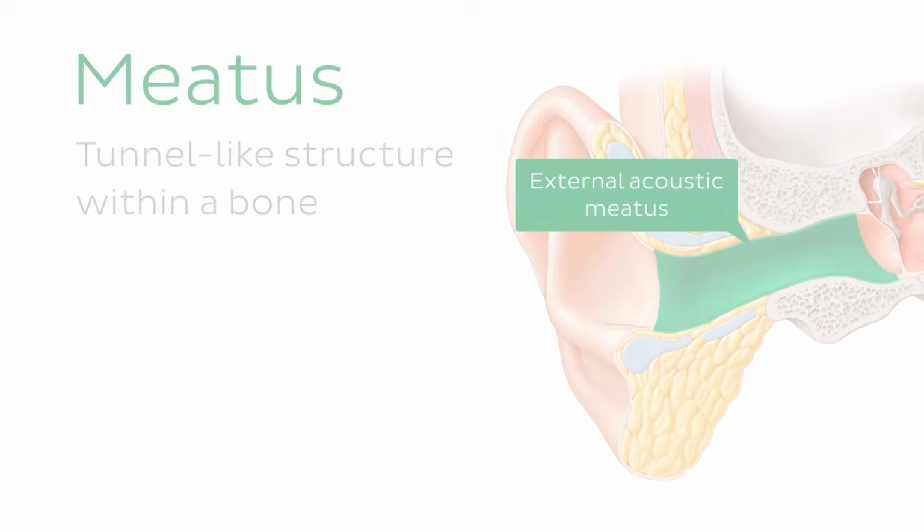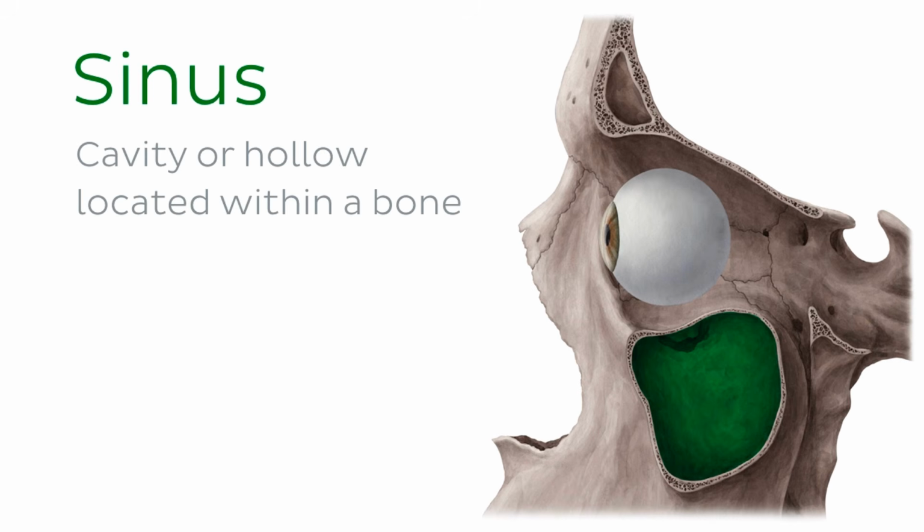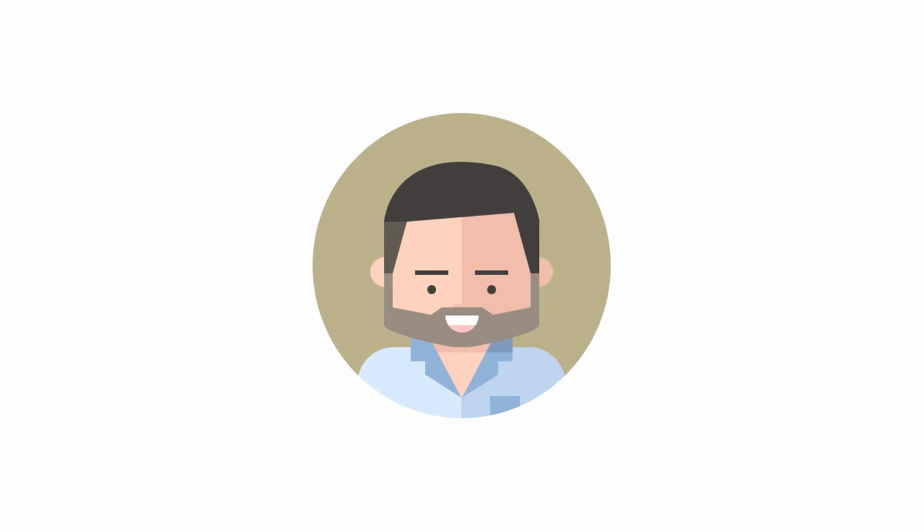And finally, one last term which you can't actually see from the surface of a bone. I'm talking about a sinus, which is a cavity or hollow located within a bone itself, for example, the maxillary sinus.